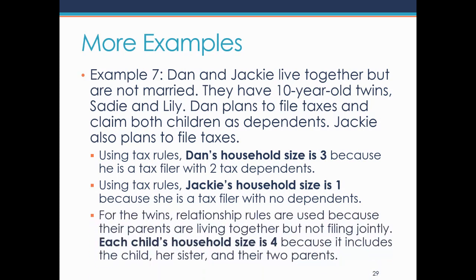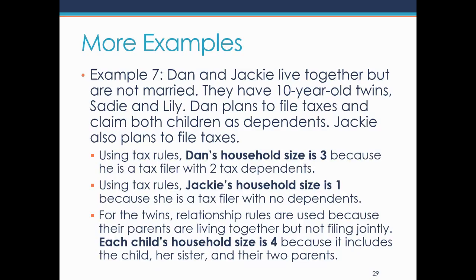For the twins, relationship rules are used because their parents are living together but not filing jointly. Each child's household size is 4 because it includes the child, her sister, and their 2 parents. Starting at the top of our handout, is the child filing taxes? No. Is the child being claimed by anyone else as a tax dependent? Yes. So we go to step 3. Is anyone else claiming them as a tax dependent? Yes. Is the tax filer the target's parent or spouse? Yes. The tax filer is the children's father, Dan.